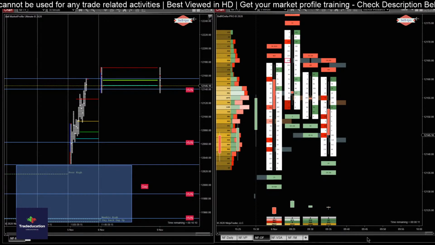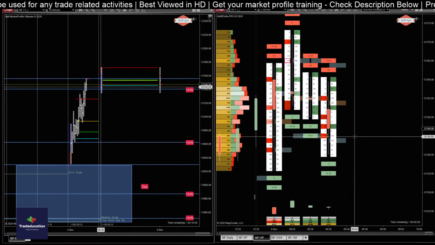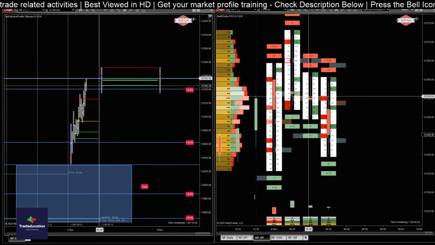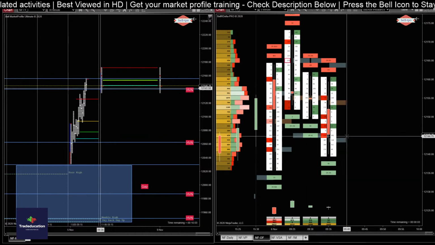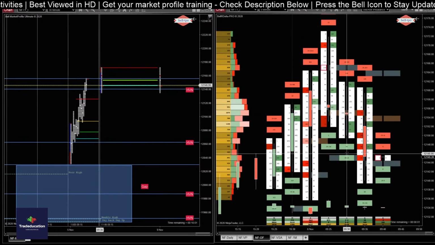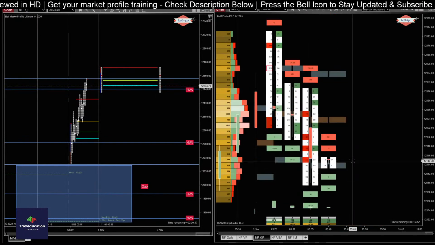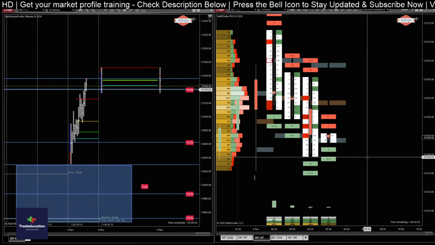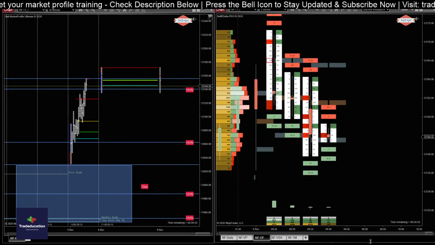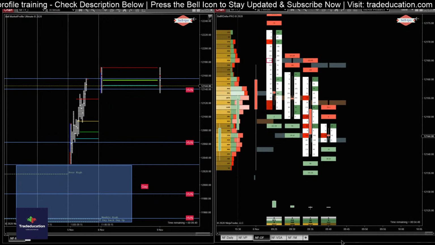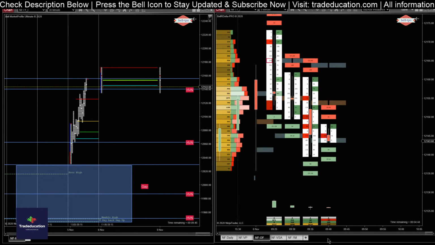So why are buyers stepping in here? Who is buying here? Are they the ones who bought here or sold here? I don't know why, but I'm expecting continuation to the downside and tagging the low. So let's see whether that happens or not. So again, buyers stepping in. Delta is turning flat. 26, 24 contracts traded.